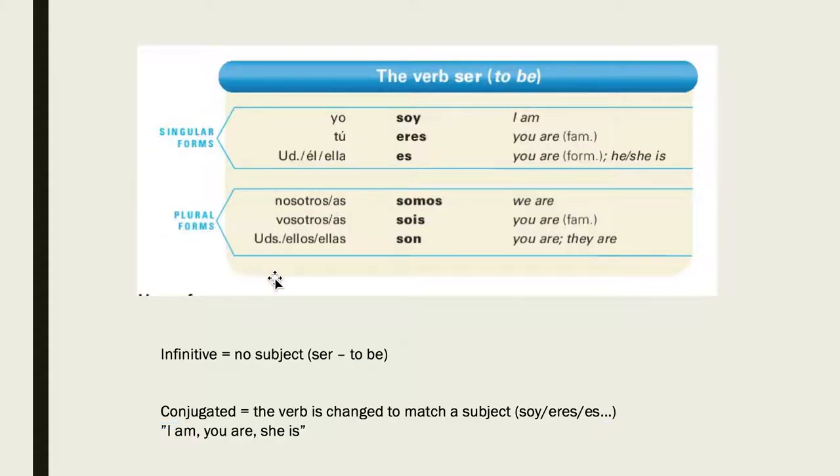The first verb that we are presented with is ser, or to be. If a verb is infinitive, that means that it is not modified by any subject. If a verb is conjugated, that means that the verb is changed to match the subject who does the action. So in English, to be is infinitive, but if I say I am, the verb to be is conjugated to match the subject I. In the sentence you are, the verb to be is conjugated to match the subject you.